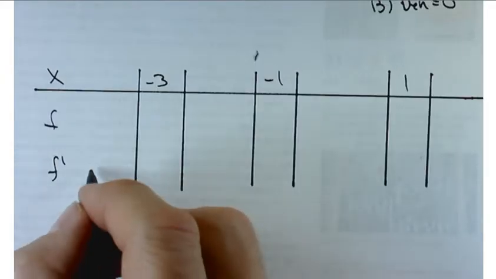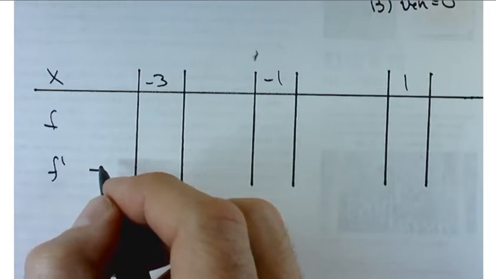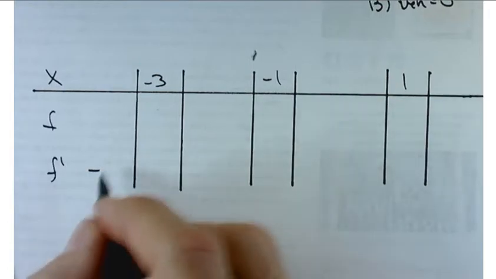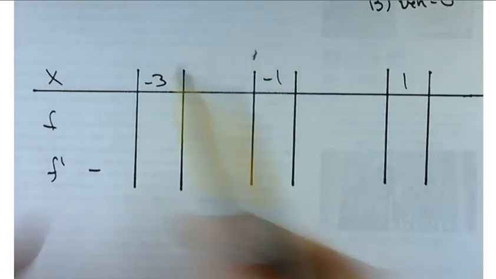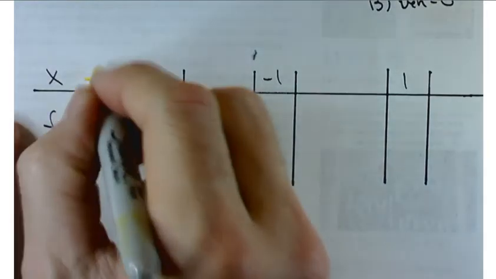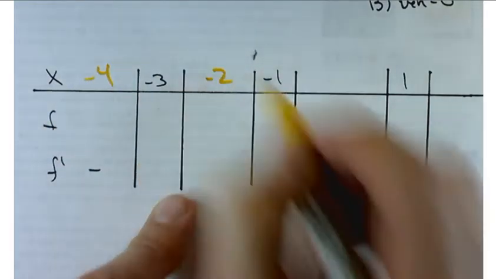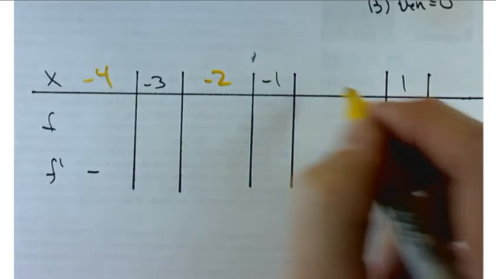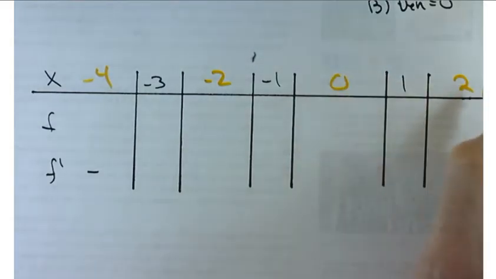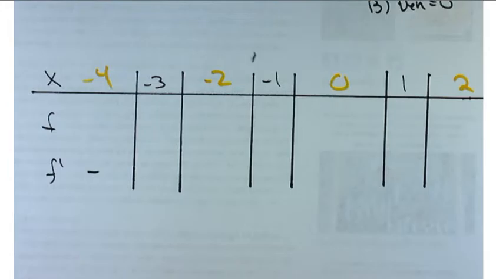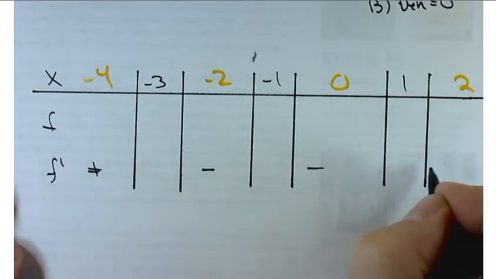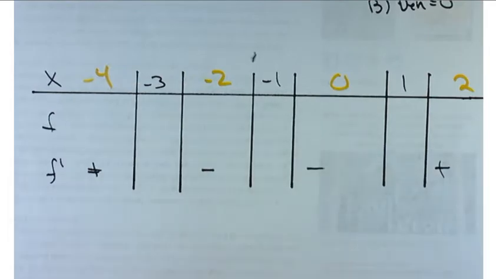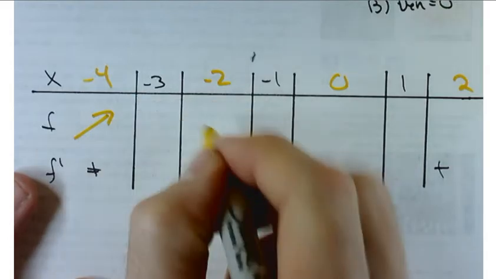All right, so make sure that you're careful about choosing test points. For instance, here I want to choose -4, not -2. And over here, maybe I'll choose 0 and then 2. Turns out that this is positive, negative, negative, positive. So the function is increasing, decreasing, decreasing again, and then increasing.